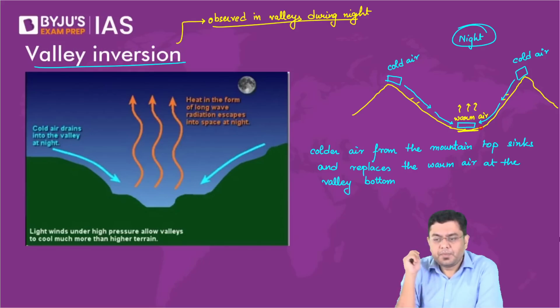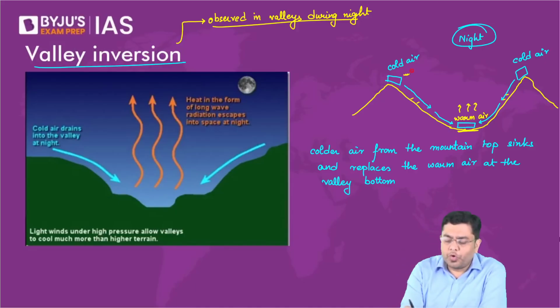Okay. Why warm air at valley bottom? Because we have just now seen that with the altitude, the temperature reduces. We have seen in the case of temperature variation that as you move higher up on top of the mountain, the temperature will be lower. So during the night, you will always have colder air here and warmer air here. So that is why it will happen.